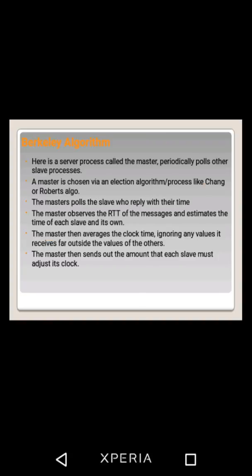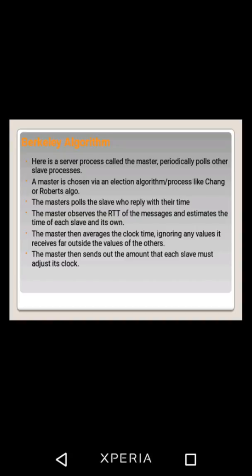The next algorithm is the Berkeley algorithm. We know that in Christian's algorithm, the time server is passive and other machines periodically ask it for the time. Here in the Berkeley algorithm, the time server is active and polls every other machine to ask what time it is. Here the time server is actually a master which is chosen via an election algorithm.